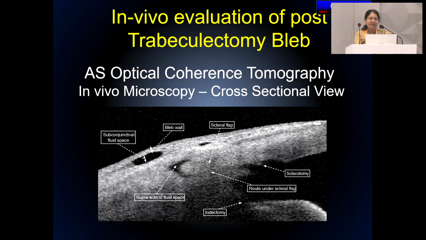This is a classic section to show you AS-OCT imaging of the bleb. Here you can see the subconjunctival fluid space, the wall of the bleb, then the scleral flap here, sclerotomy opening, and the route beneath the sclerotomy flap, iridectomy, and suprascleral fluid spaces. So I will describe all this in the later part.